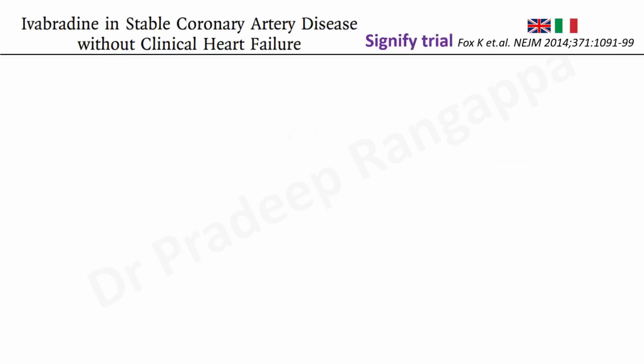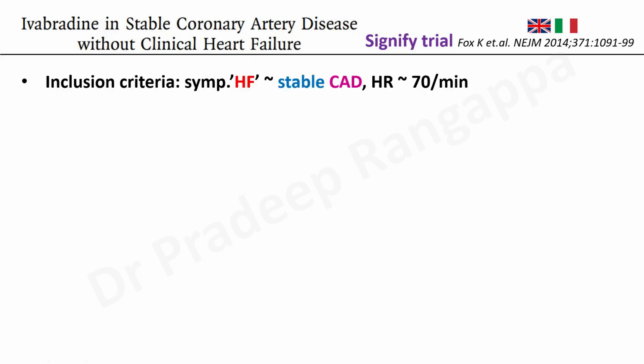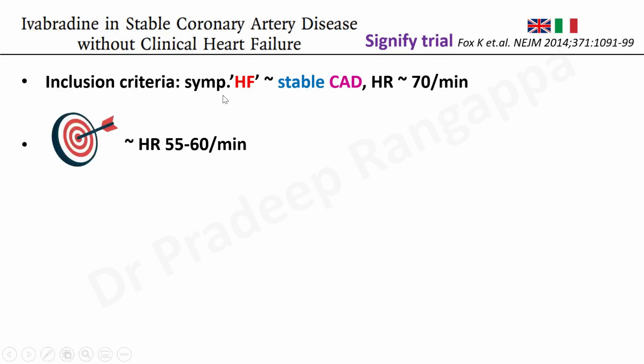Then came this particular trial, which is the most recent, the SIGNIFY trial. So this came in NEJM in 2014. Here, the type of patients they looked at was non-heart failure. So they looked at Ivabradine in stable coronary artery disease without clinical heart failure, done as a multicentric study. Predominantly UK group and Italian group were present. So here the inclusion criteria were stable coronary artery disease with a heart rate of 70 per minute. And the target heart rate they tried to achieve was 55 to 60 per minute. So that was the target heart rate they had to attain by using Ivabradine.